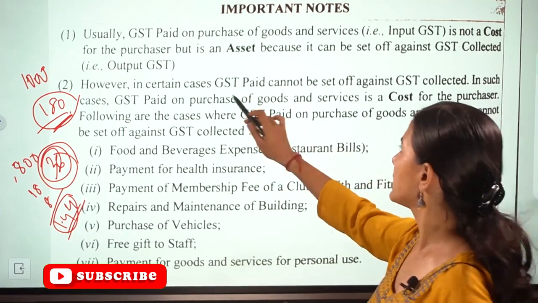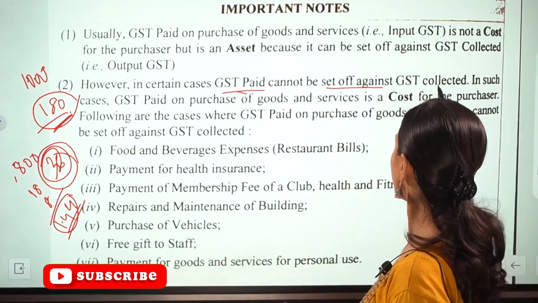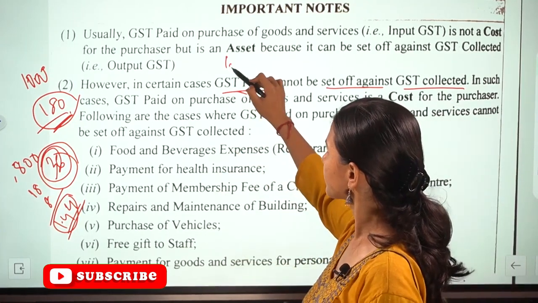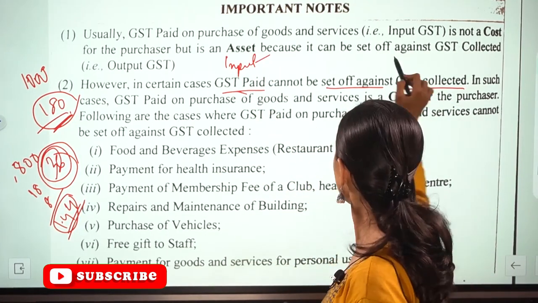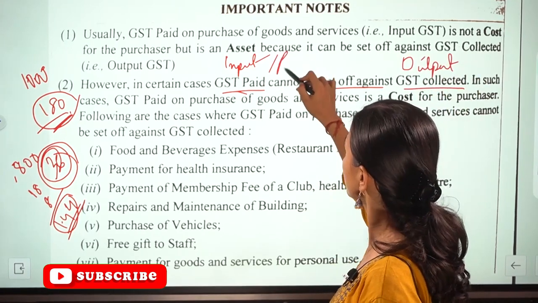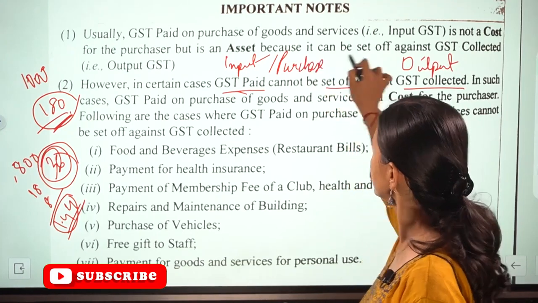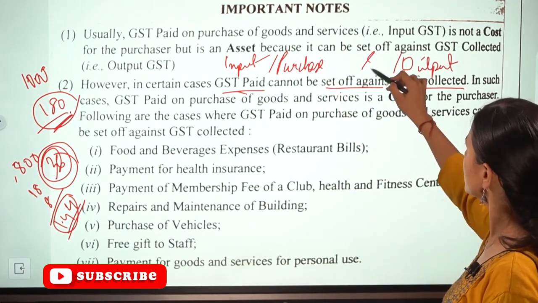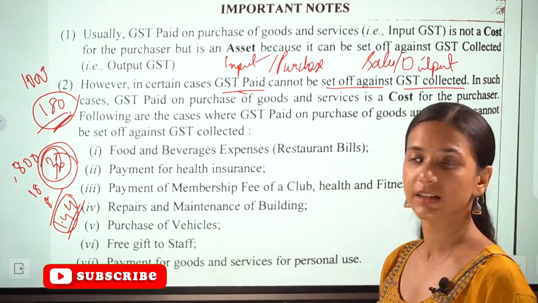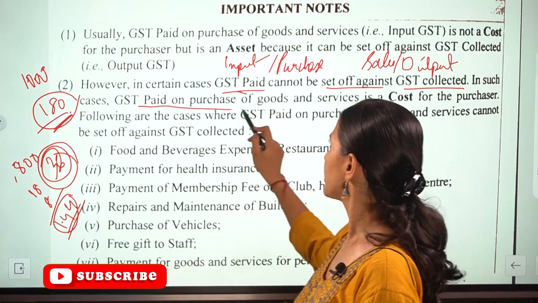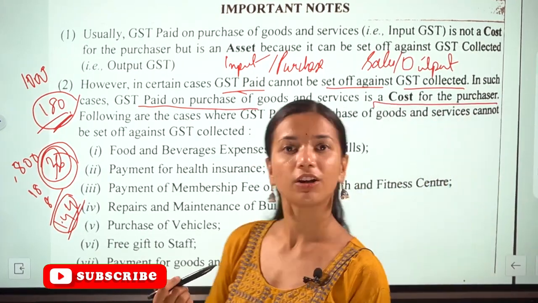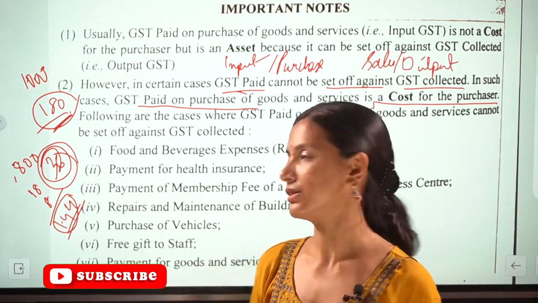In certain cases, GST paid cannot be set off against GST collected. So GST paid is what? Input GST, and GST collected is what? Output GST. This is purchase and this one is sales. When such cases happen, GST paid on purchase is a cost for the purchaser. At that time, GST is not an asset, it is a cost for the purchaser.